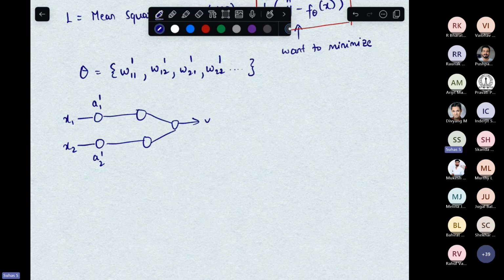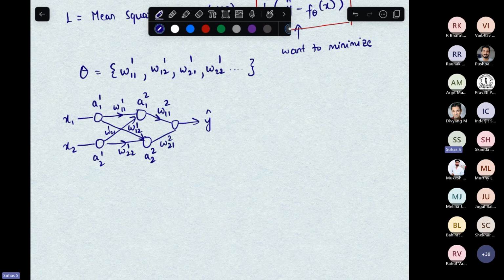You have a single output node giving you y hat. Let me notate these. This is A1 of layer 2, this is A2 of layer 2, and this weight over here is W11 of 1. This going from node 1 to node 2 is W12 of 1. Similarly, you have W21 of 1 and W22 of 1. Similarly, in the output layer you have W11 of 2 and W21 of 2.